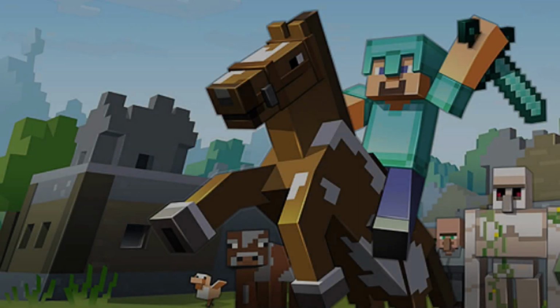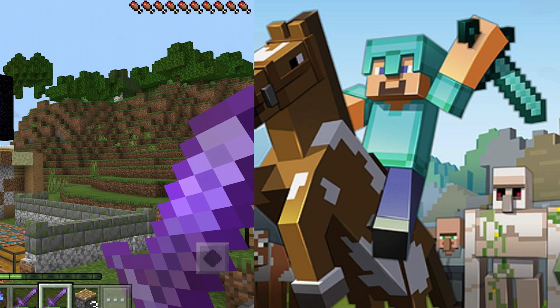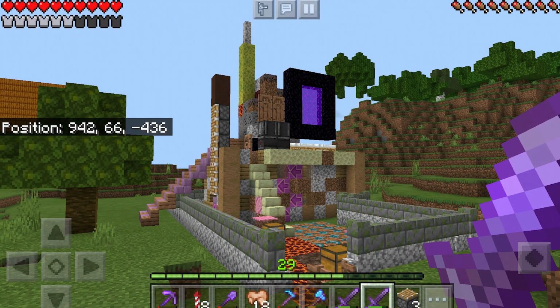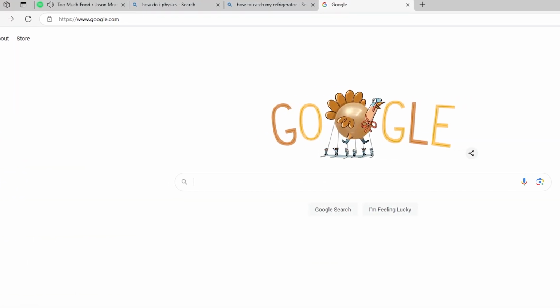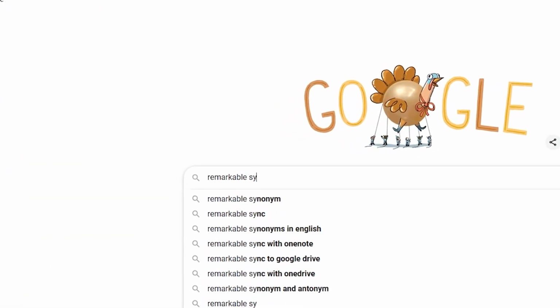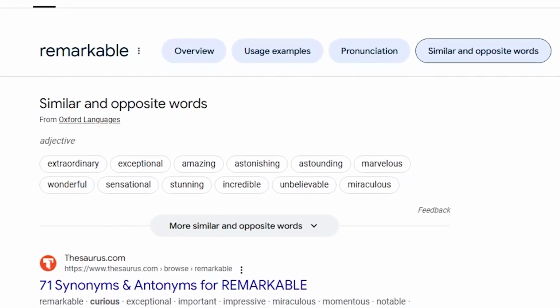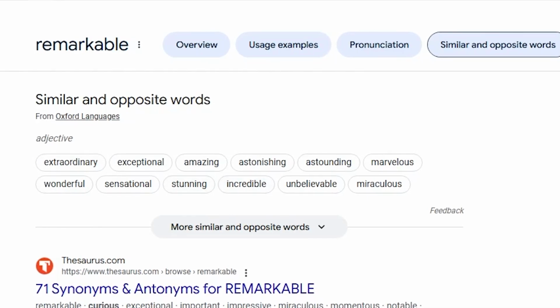So, I'm just playing some Minecraft, building a little something while listening to Jason Mraz talking about how there's too much food on my plate. When a remarkable, exceptional, amazing, astonishing, astounding, and marvelous question comes to mind.